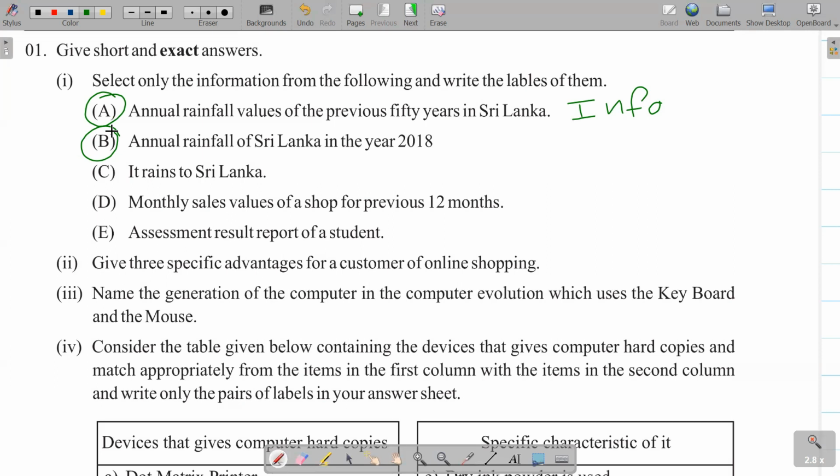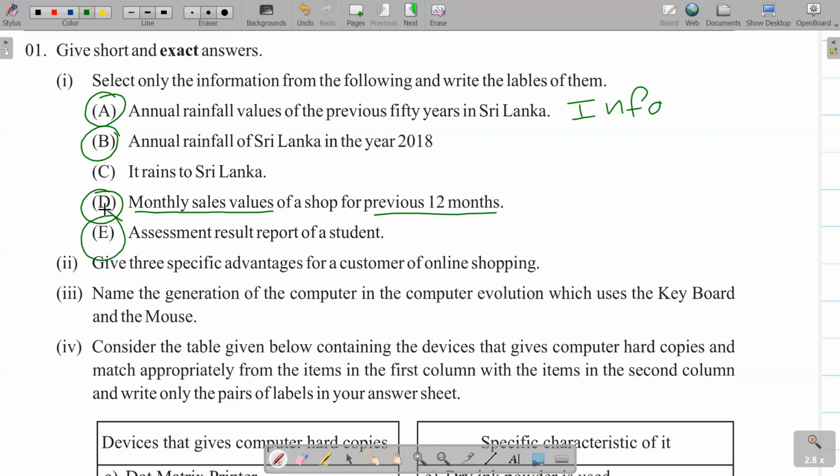Part D, monthly sales values of a shop for previous 12 months. Again, information. It has a specific time period and they say monthly sales values, right? So they are going to represent the sales values month by month for the last 12 months. So an information. Assessment result report of a student, information. Of course, you are getting an information.